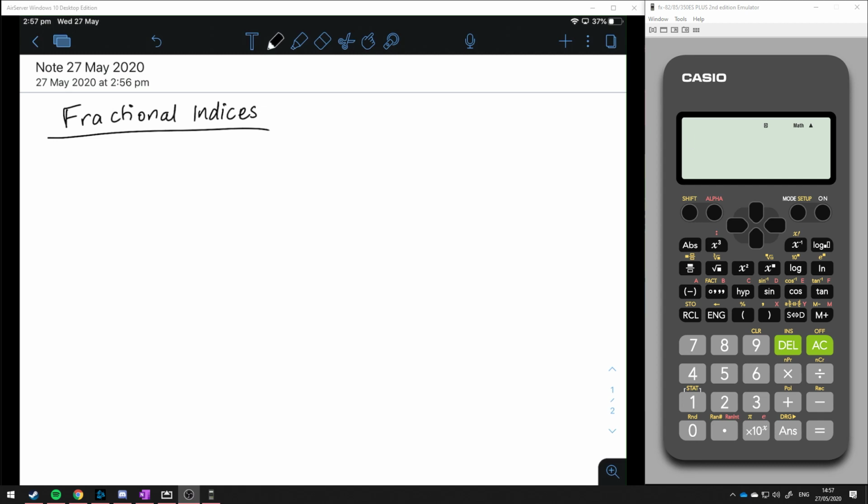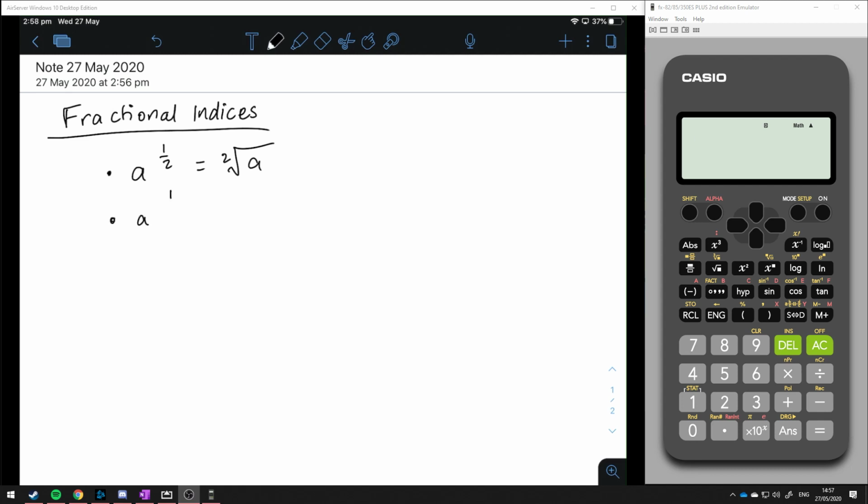Okay, so fractional indices. Everything we've talked about as indices so far has been whole numbers or whole integers. Now we're going to be talking about fractions. So the fractional indices, we can define them as the following. Let's say we have a to the power of half. We're going to write that as the square root of a. And you might recall that whenever we have a square root of a, there's technically a little 2 sitting up here, but we don't have to write it.